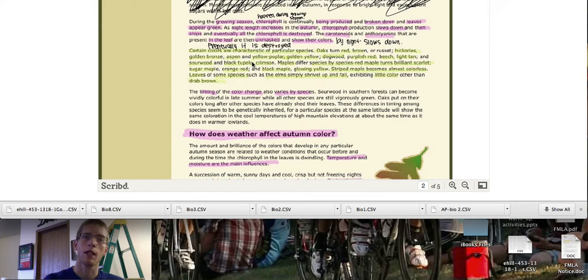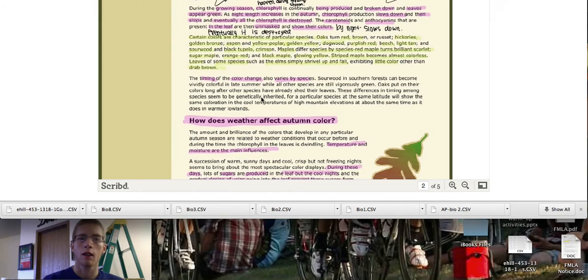and make text-to-self connections. Something like, timing of the change of colors in leaves depends on the species of trees. And you might make a connection that would say, I've noticed this before. I've noticed that my maple tree outside changes colors before my elm tree does. Okay, so you're connecting it to yourself.